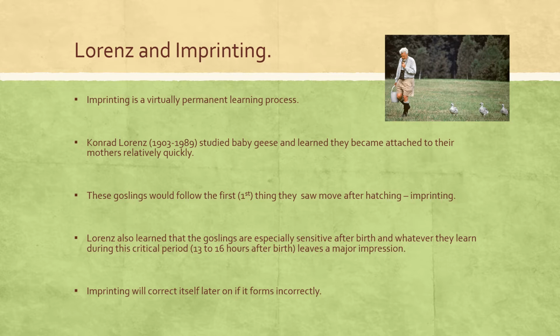Now, just like with Lorenz, these birds obviously will learn that he is not their mother and that he's not a bird, so imprinting will eventually correct itself if it's formed incorrectly. So it may not form itself properly right away, but it will eventually correct itself. Like birds will follow birds, a dog will follow a dog. But again, in the beginning stages, an animal will typically follow the first thing it sees.